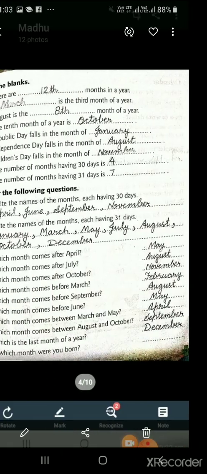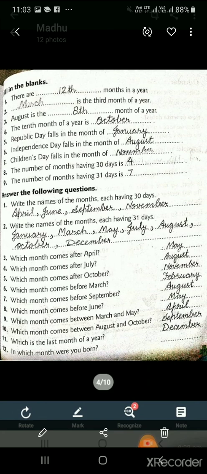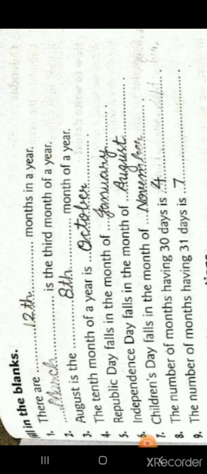Okay, here you can see, now the next page. Next page, students: fill in the blanks. You have to fill in the blanks. You can see the question, fill in the blanks. First is, there are dash months in a year. How many months are there? Yes, 12 months in a year.